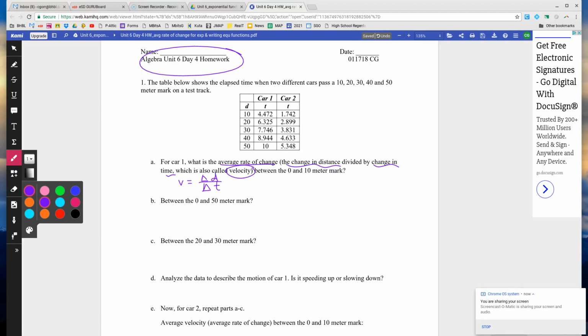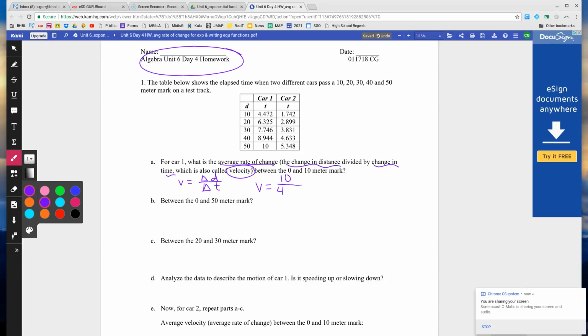So when I look at the 0 and the 10 mark, well, I don't have a 0 because at distance 0, my time would be 0. So my velocity would be my change in distance, which would be 10, over my time, and we're talking about car 1, so 4.472. So that is 10 meters, and we are going to consider this in seconds. And so my answer, my velocity, when I divide that, is 2.24 meters per second.